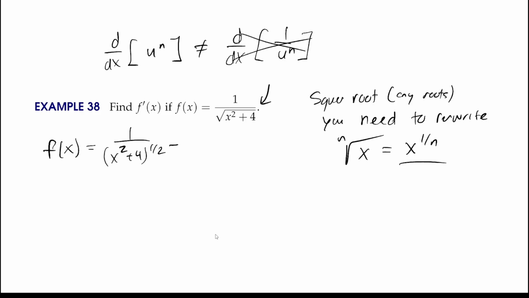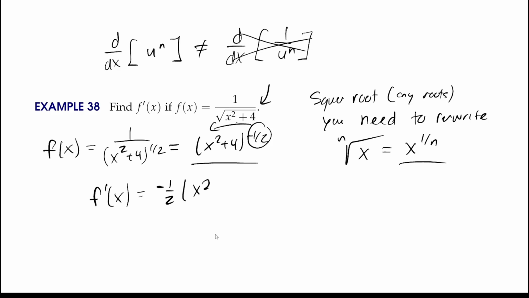So we need to bring this up, and we're going to write x squared plus 4 to the negative 1/2, like that. Okay. Now f prime of x we'll do as normal. I'll bring the negative 1/2 down. Negative 1/2. I leave the inside absolutely alone. I don't do anything to it yet. We're not ready for that, right? So then I take negative 1/2 and I subtract 1 from it. And I need my adjustment term.